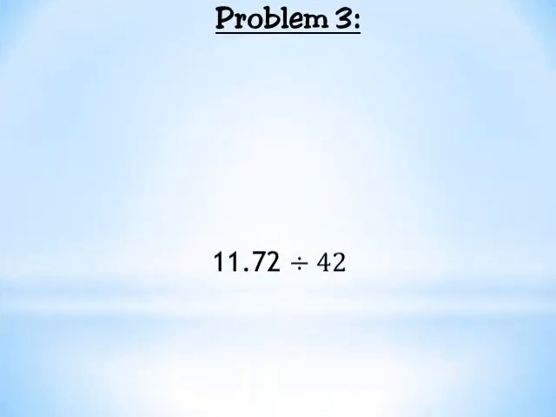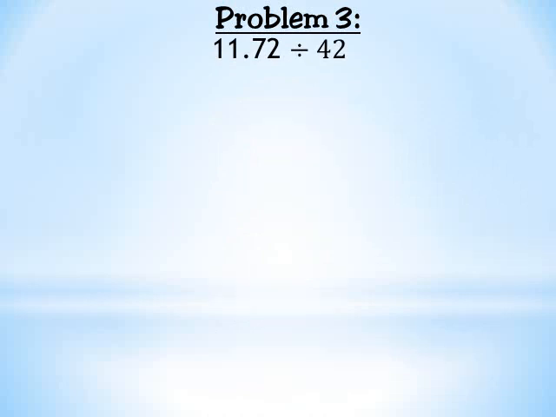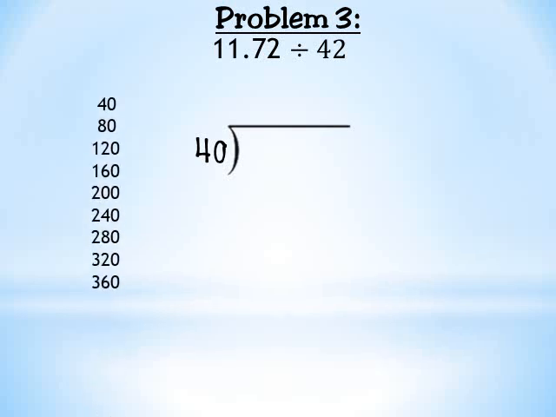Problem number 3. 11.72 divided by 42. Go ahead and set up your garage. When I look at my divisor, it says 42. So when I round 42, I actually round it to 40. So I'll put 40 as my divisor, and I'm going to skip count by 40s. Remember, you skip count by 4s from 4 all the way to 36, and then you add zeros to the end, like the left. 40, 80, 120, 160, 200, 240, 280, 320, and 360.